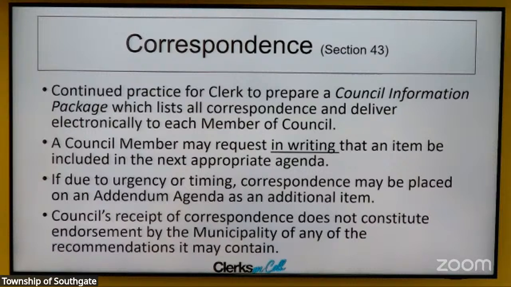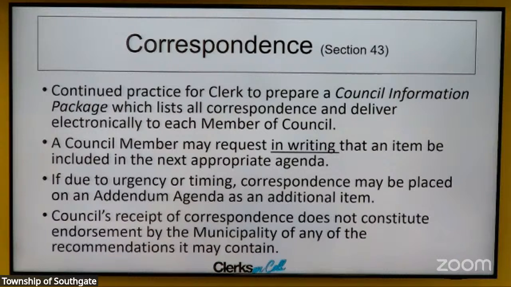And we've kind of run through this already. This is another one of those situations where, if required due to a specific urgency, timing, or a deadline for something that's happening, and subject to the discretion of the mayor in consultation with the clerk, that piece of correspondence can be placed directly on an addendum agenda as an additional item. We don't necessarily recommend additional items go on your council agenda, but if there's an emergent issue, then absolutely you need to have that flexibility.